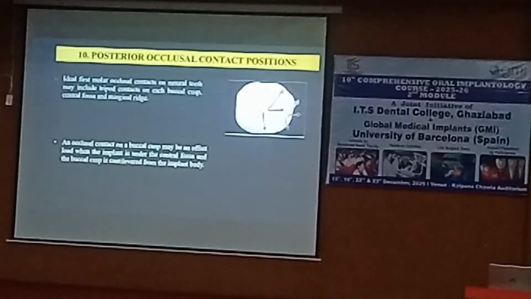But what if my opposing functional cusp is falling here on the marginal ridge in the intercuspal position? That is creating a horizontal offset. Because the implant is here, the force here. This will create a lot of, again, torque, vertical, horizontal offset. And that's why we say it should be prosthetically driven. So you design the prosthesis first and then place the implant.